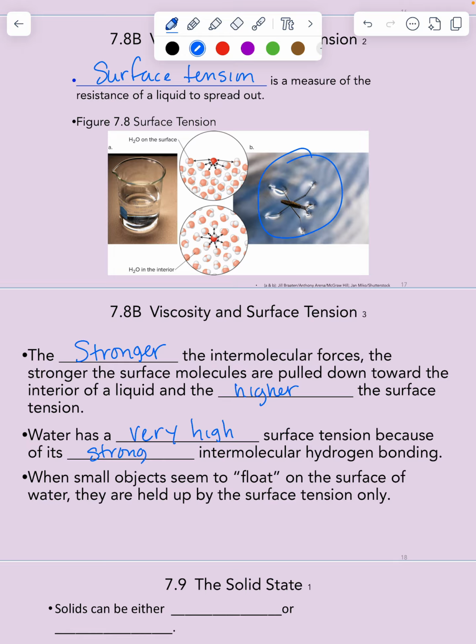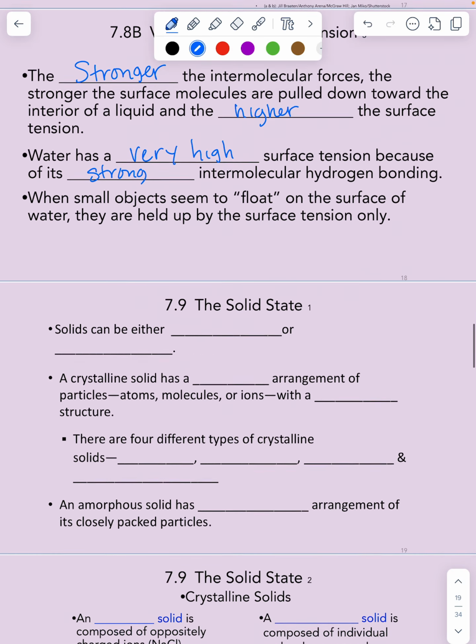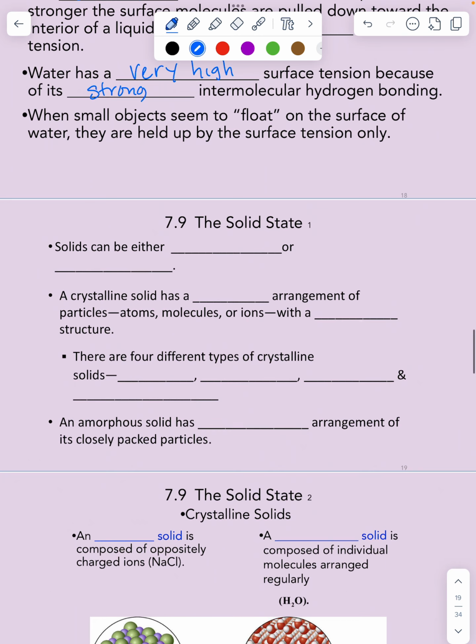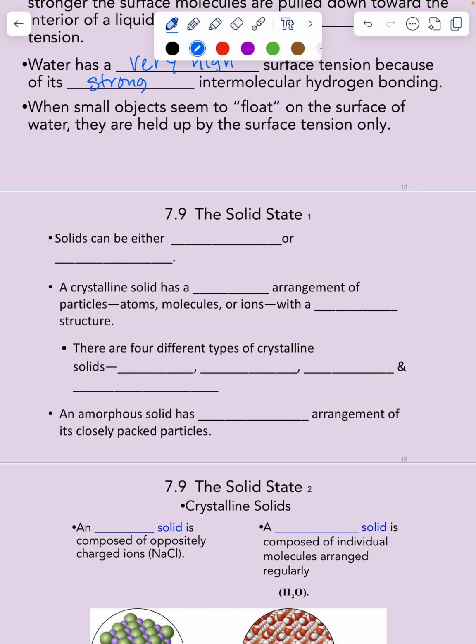All right, let's talk about the solid state. So we started talking about the gas state. We spent a whole week on gases. This first part we talked about liquids, and now we're going to talk about solids. So there are two basic kinds of solids. They can either be something called crystalline solids, or they are called amorphous solids. So these are the two classes of solids.